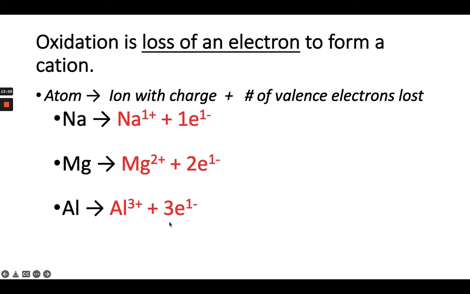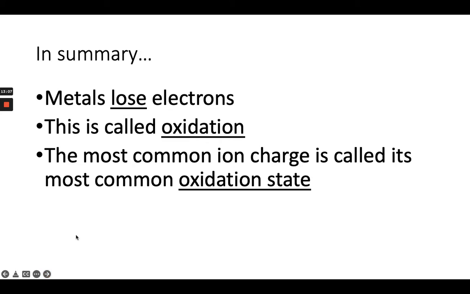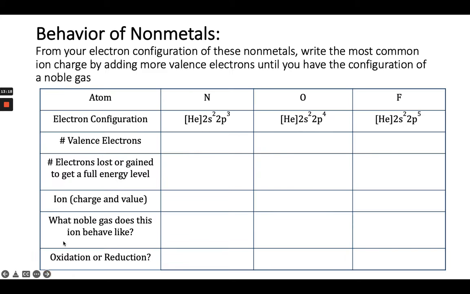And aluminum, 3. Okay, so in summary, metals lose electrons. This is called oxidation. The most common ion's charge is called its most common oxidation state. Now, what about nonmetals? Nonmetals look really close to noble gases. They're not going to want to lose, they're going to want to gain.